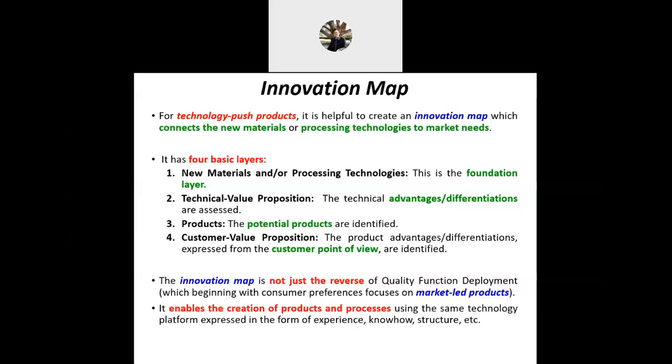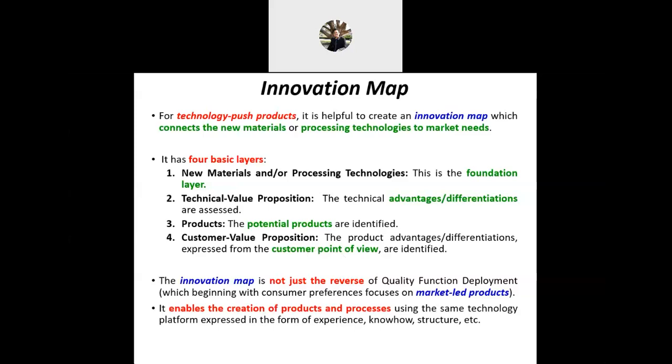Okay, to connect the new methods or processing technology to market needs. They have four basic layers. Well, first is the new materials or processing technologies. This is the foundation of layers. Technical value propositions, okay, advantage or differentiation are assessed. Products, okay, potential products are identified. Customer value proposition. This is from the customer point of view.